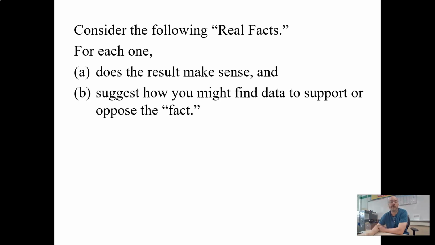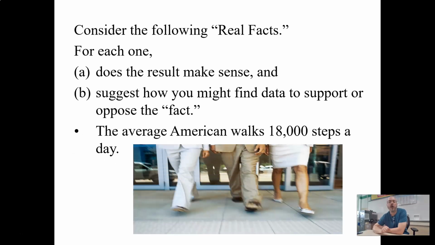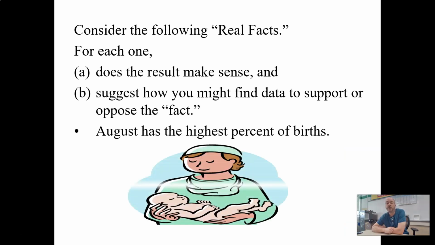All right, here we go. Here's the first one. The average American walks 18,000 steps a day. Does that make sense? How would you find the data to support or oppose that fact? Let's look at another one. August has the highest percent of births. Does that result make sense? Again, suggest how you might support or oppose the fact.